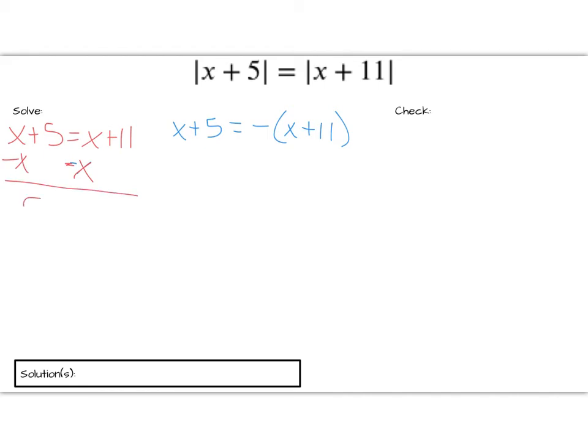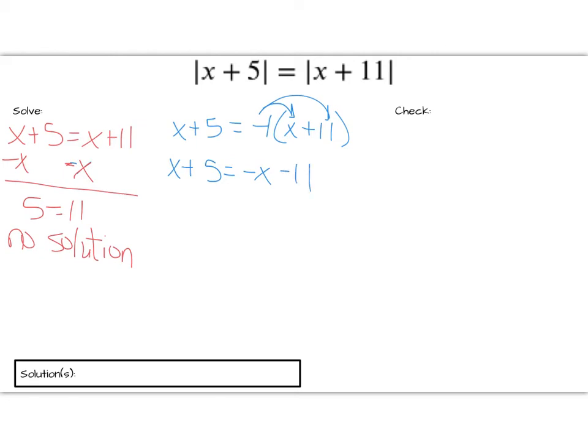The x's go away and you get 5 equals 11, which is not true, so this is no solution. So I had one of my equations that doesn't work at all. Now I'm going to do the x plus 5. I'm going to distribute this negative 1. Negative 1 times x is negative x. Negative 1 times 11 is negative 11.